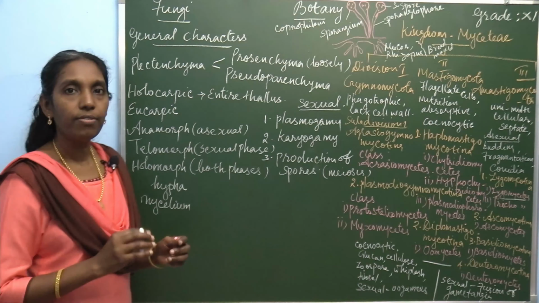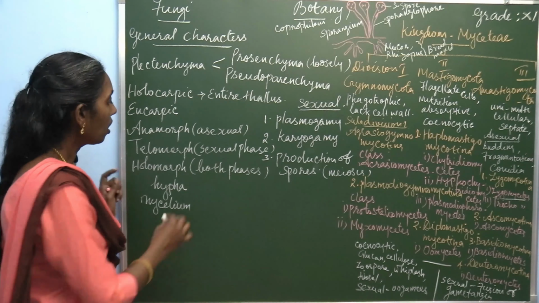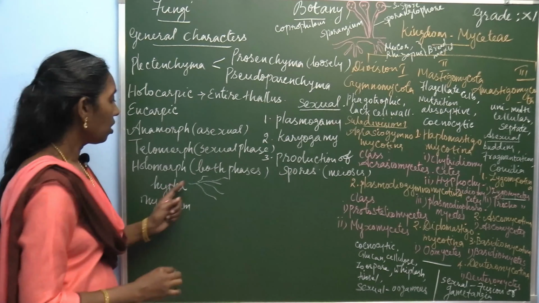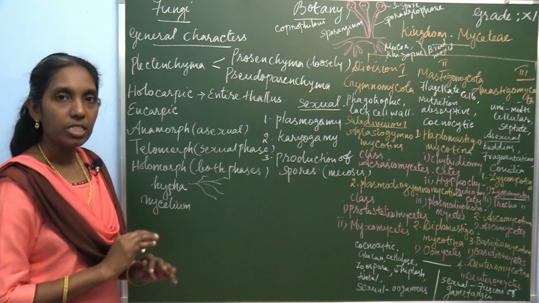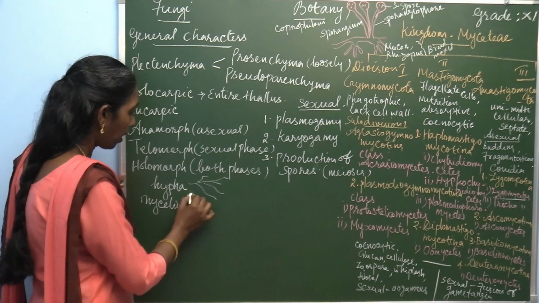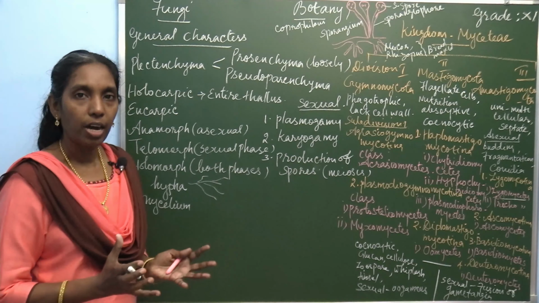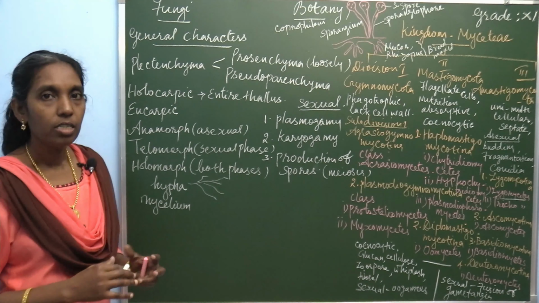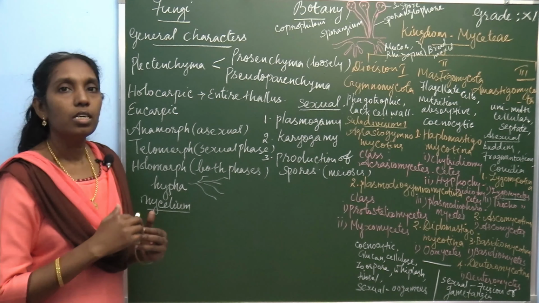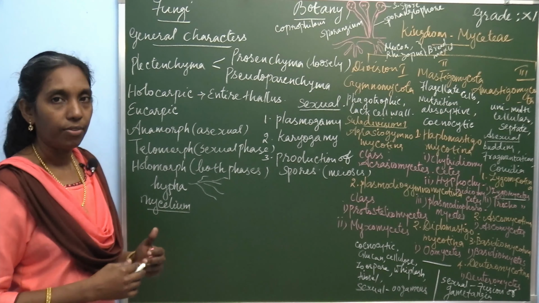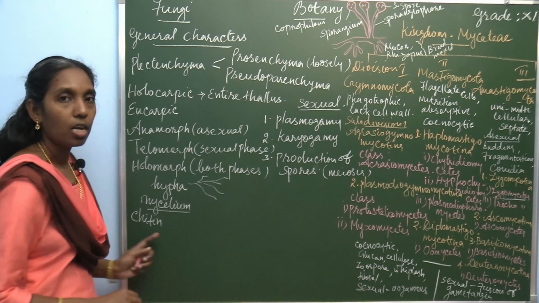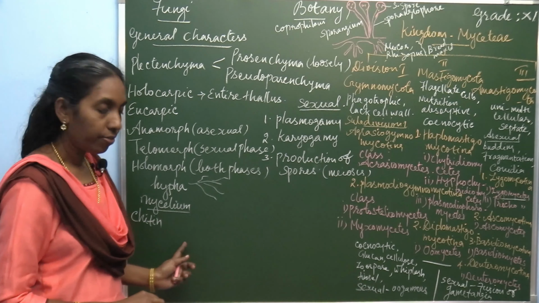The hypha is a long, filamentous, branched structure. Majority of the fungal plant body, or the thallus, is made up of hypha. A number of hypha interwoven form a mycelium. The cell wall of the fungus is made up of chitin.